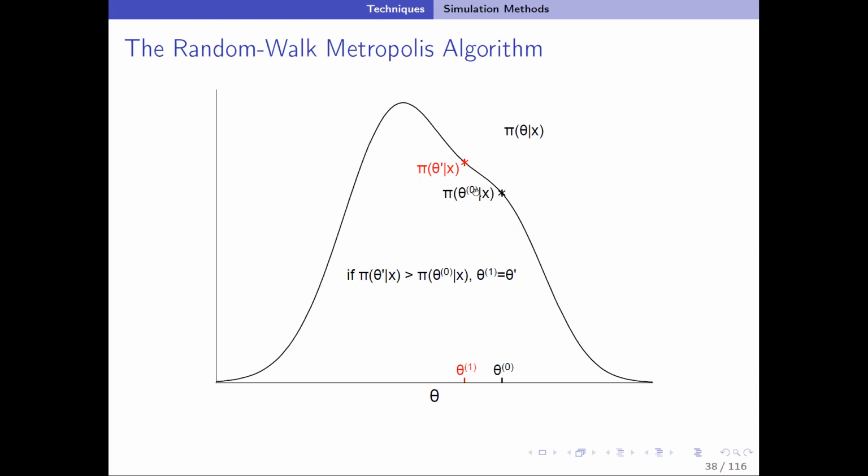Okay, so the rule is if you're high, you always move. But if you were low, you accept with the probability of this height over this height. In other words, once you accept, you repeat.